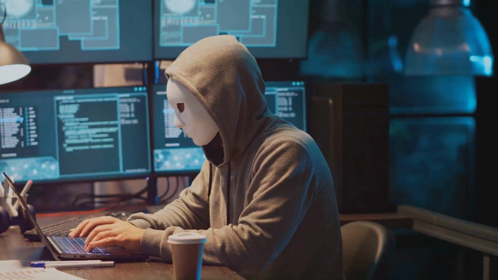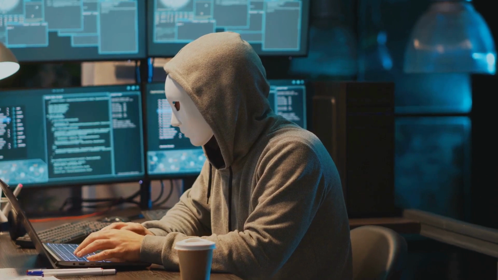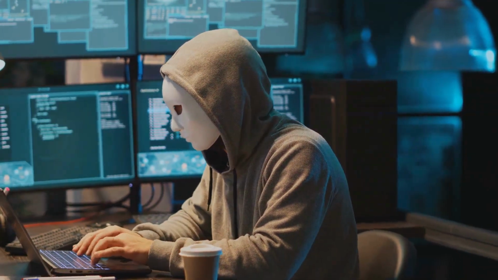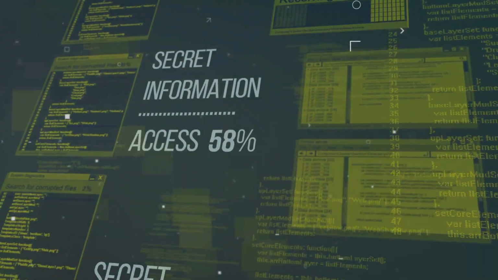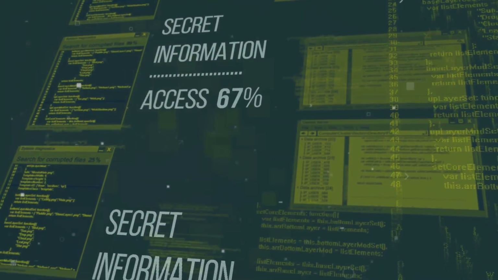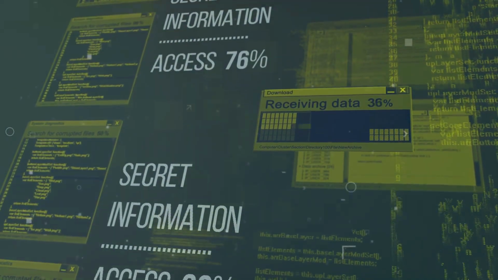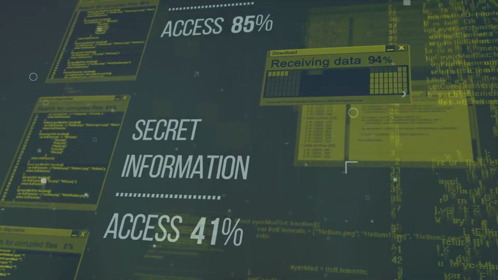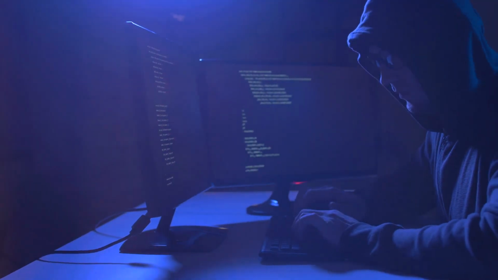Extraction attacks are like stealthy thieves in the night. They aim to pilfer valuable data from an AI model, such as its training data or internal parameters. This can be done through techniques like reverse engineering or side channel attacks.